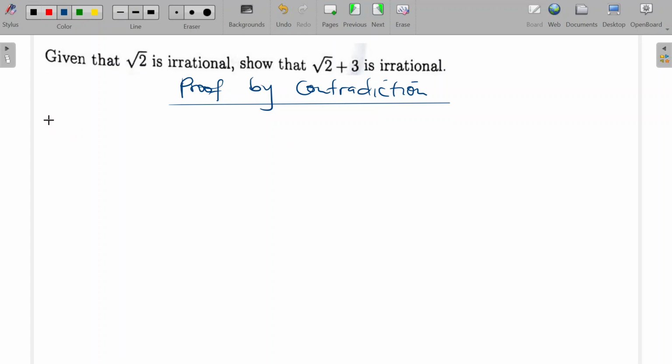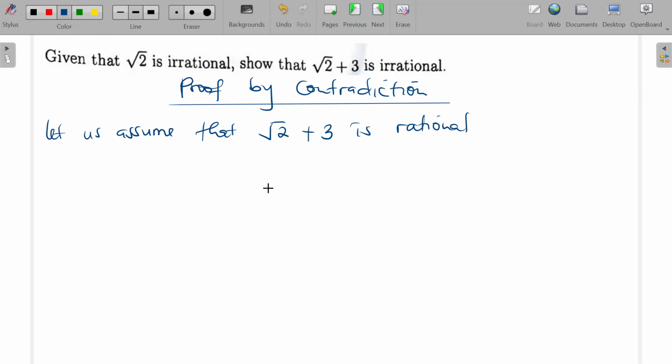Let us assume that the square root of 2 plus 3 is rational. That is what we are going to assume, which is the opposite of the statement they've given us. Remember that rational numbers are numbers that can be represented as a over b, where a and b are integers, in the simplest form, and b is not equal to 0.